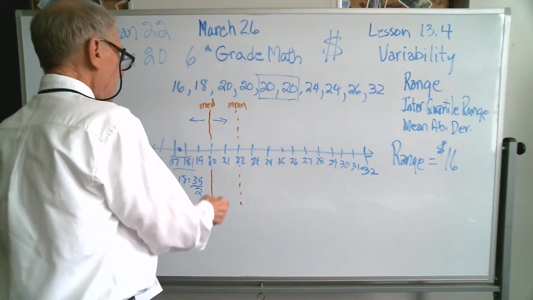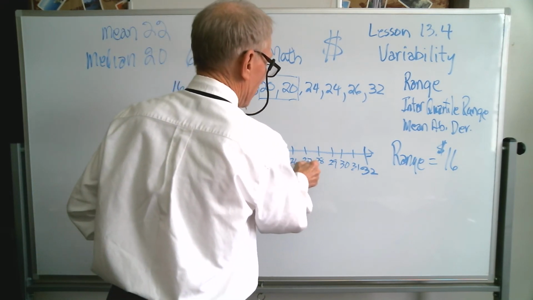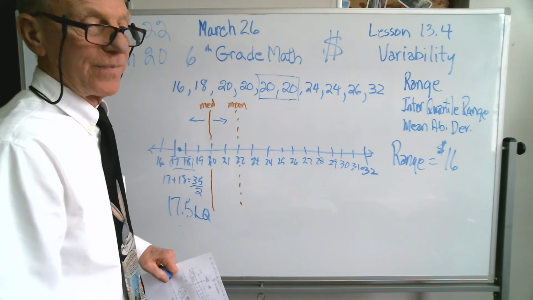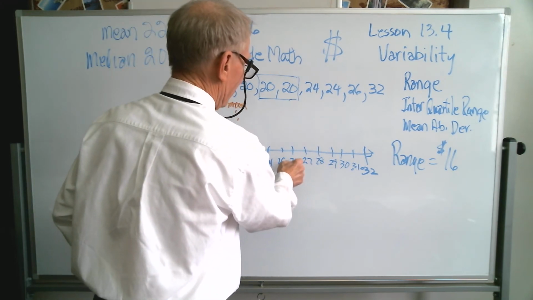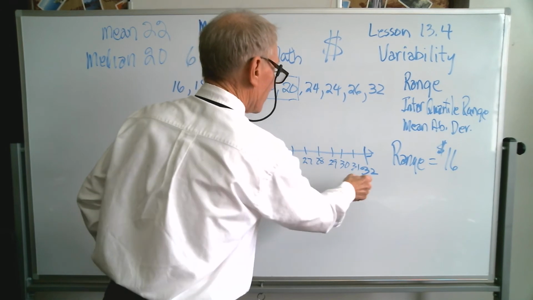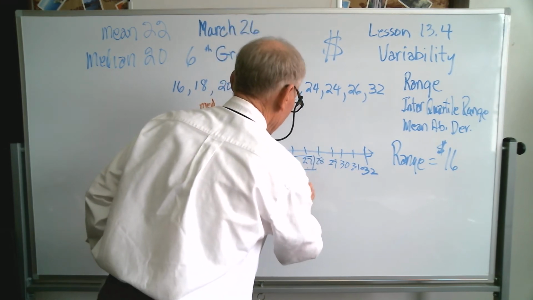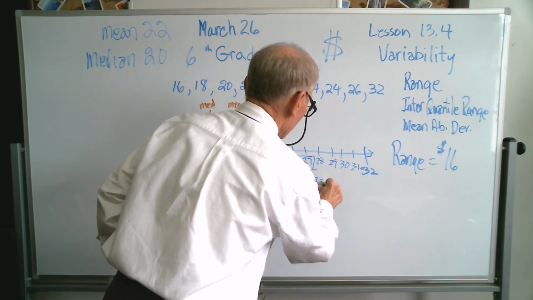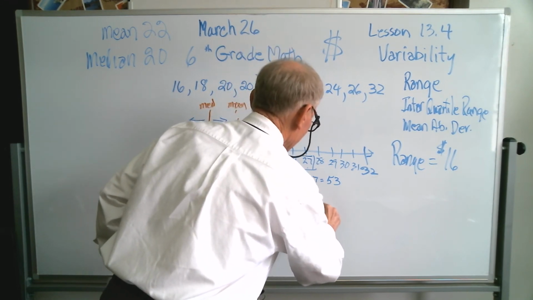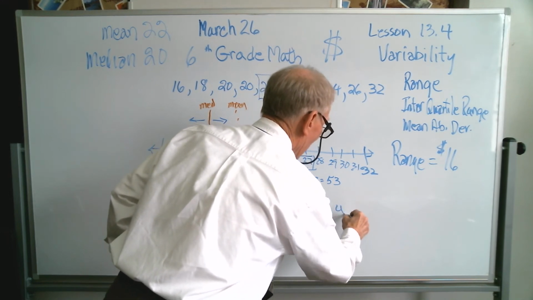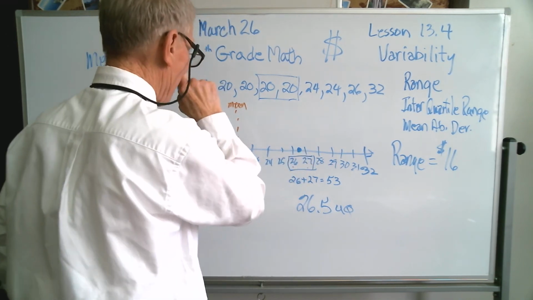Now, between 20 and 32, we've got 1, 2, 3, 4, 5, 6, 7, 8, 9, 10, 11, 12 numbers. An even one again. So that means we've got to go to the two in the middle. So we're going to go 1, 2, 3, 4, 5, 6. All right. So there's 6. 1, 2, 3, 4, 5, 6. 26 and 27. So we've got 26 plus 27, which equals 53. And so 26 and a half is our upper quartile. So we're going to come up here. We're going to make a dot right at 26 and a half.